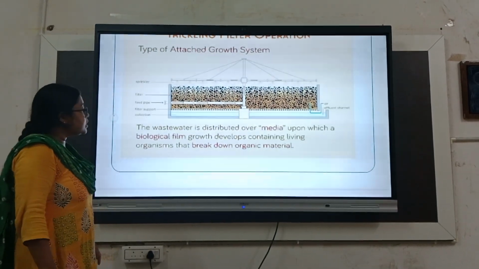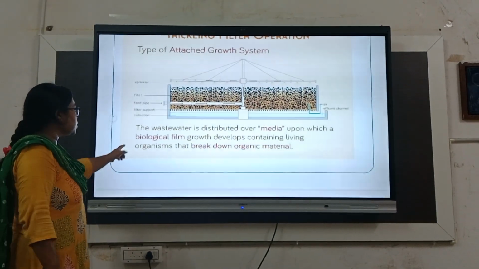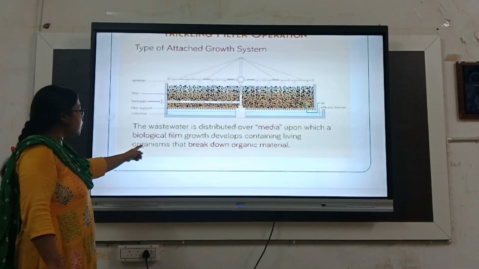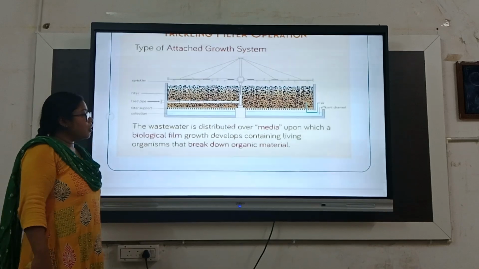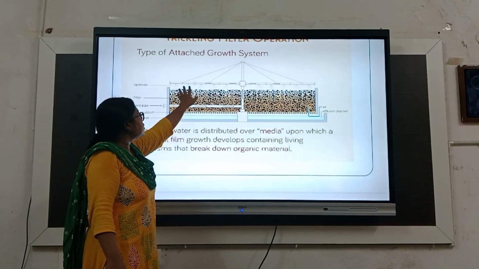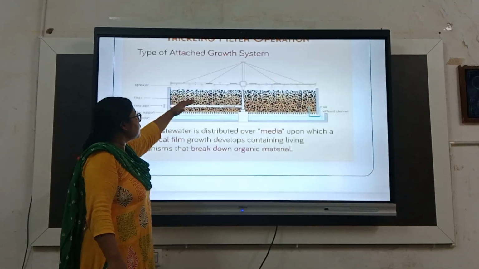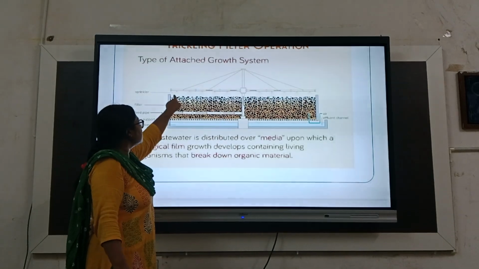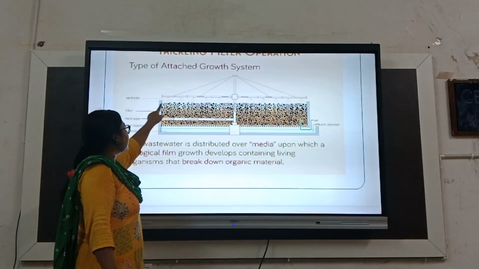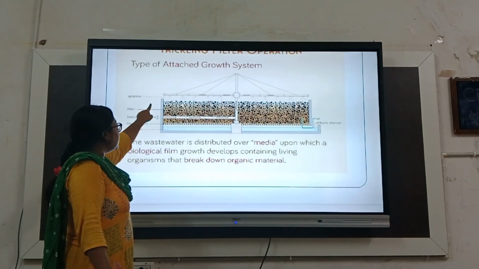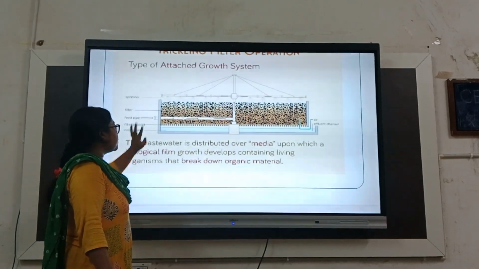The wastewater is distributed over media upon which a biological film growth develops containing living organisms that break down organic material. The above layer consists of algae, and then the bacteria. The first layer, the upper layer, consists of algae, then heterogeneous bacteria, then heterotrophic bacteria, and then autotrophic bacteria.